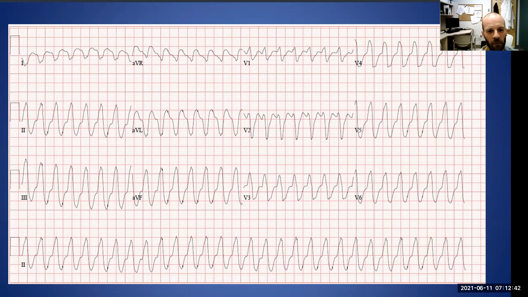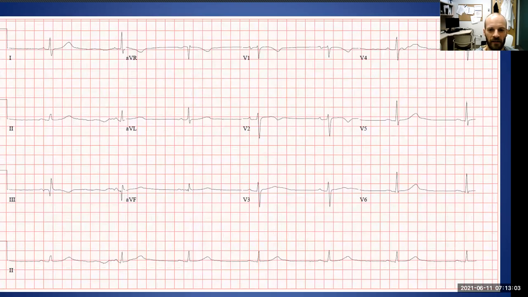Yep, I agree. And what do you think about the QT? I wasn't sure, to be honest. I agree. And interpreting the QT interval when things are very fast is a little unreliable. So I think that's absolutely fine. Great, full marks. Well done. Two out of two. Nice one. Who's next?